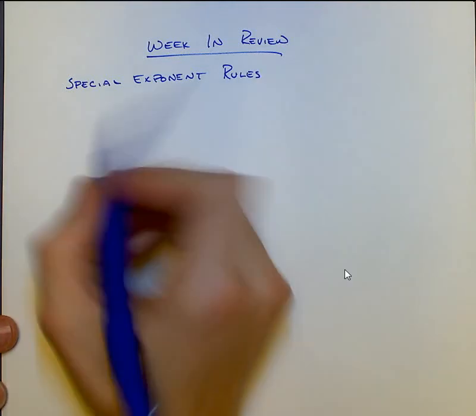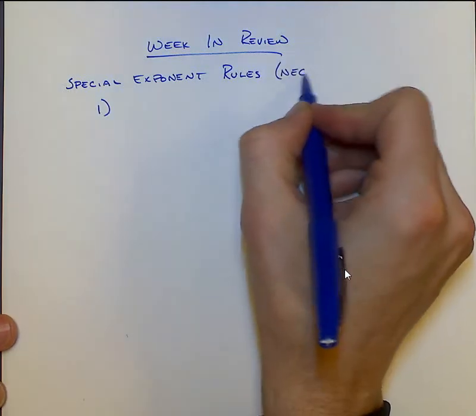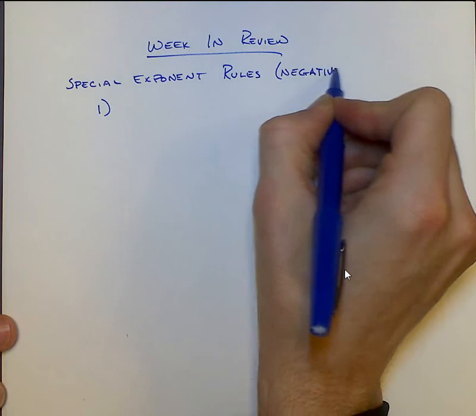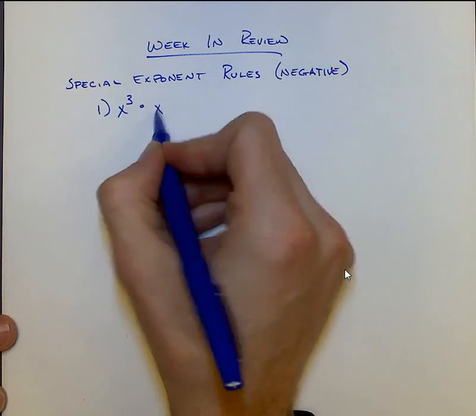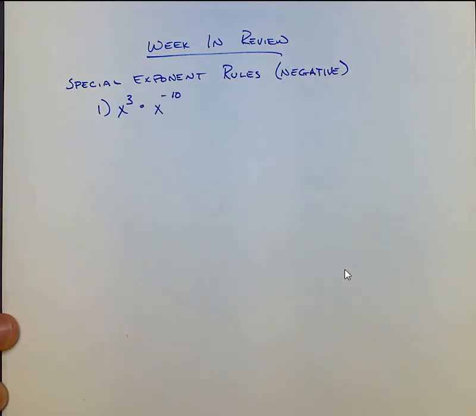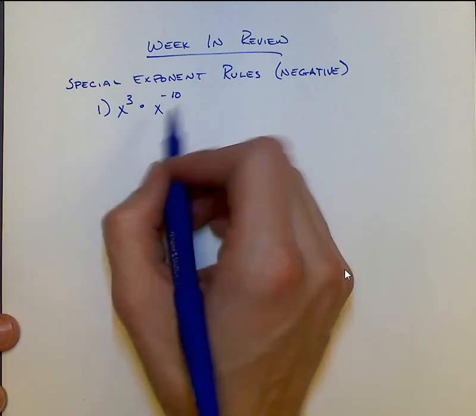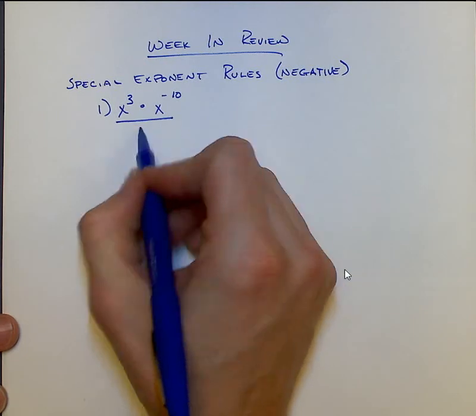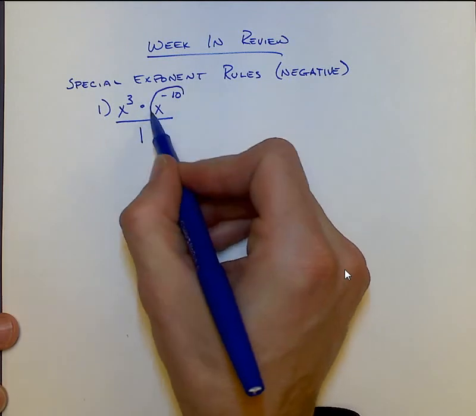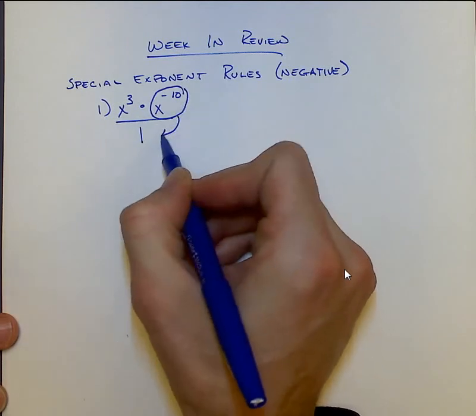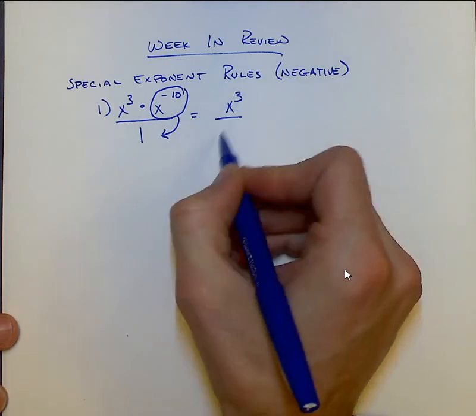So let's take, for example, we have a negative power, and we'll say it's x to the third times x to the negative 10th. Well, the only rule that there is for negatives is that we can't have a negative. So to get rid of it, what we can do is create a fraction and put it over 1, and then take that value that has the negative exponent and move it across the fraction bar. So I would end up with x to the third divided by x to the 10th.